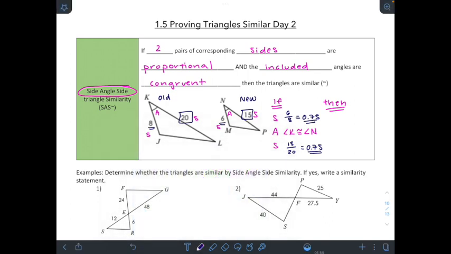And we can write out the similarity statement. So triangle JKL is similar to triangle MNP. So again, just like we did the other day, you are just looking for a side and an angle and a side. And if the sides are proportional and that one angle is congruent, then we can use this type of similarity.